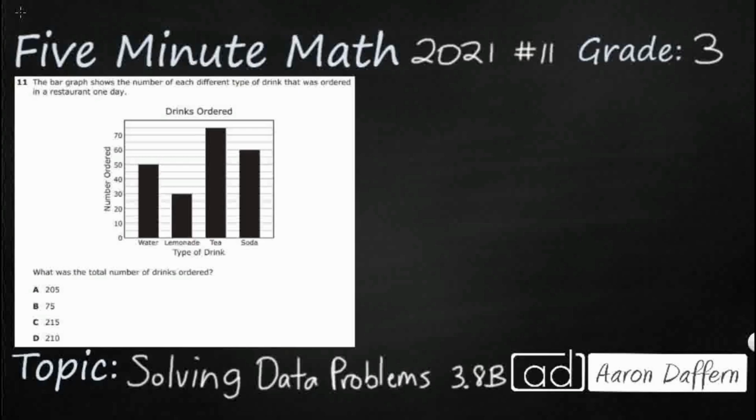Today we are looking at the third grade concept of solving data problems. This is standard 3.8b in the great state of Texas, and we are using item number 11 of the 2021 released STAAR test. If you have not done so already, please take a moment to pause the video, work this problem out on your own, unpause it, and then we will look at our answers together.